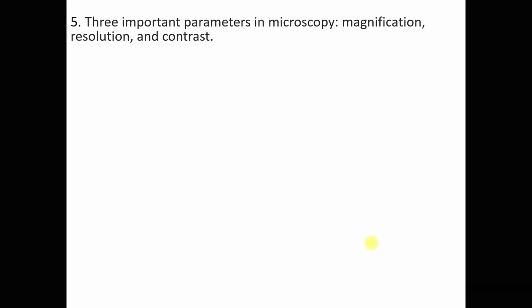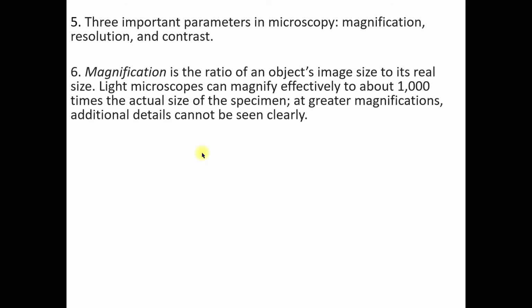Now, three important parameters in microscopy: magnification, resolution, and contrast. Magnification is the ratio of an object's image size to its real size. Light microscopes can magnify effectively to about 1,000 times the actual size of the specimen. At greater magnifications, additional details cannot be seen clearly. It becomes blurry. You will learn this in detail during our practical. Your first experiment will involve the usage of light microscopes. So you will deal with this magnification in more depth later on, hands-on.